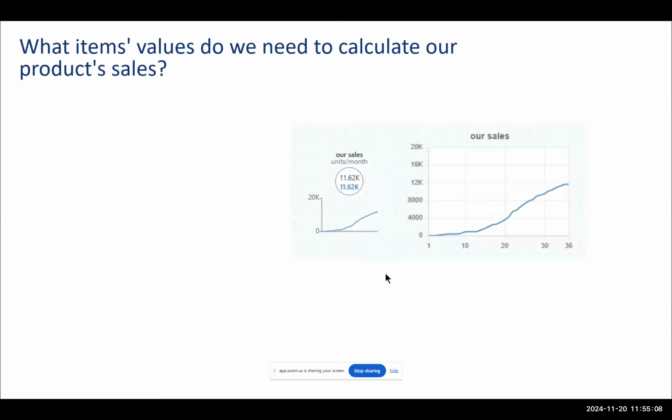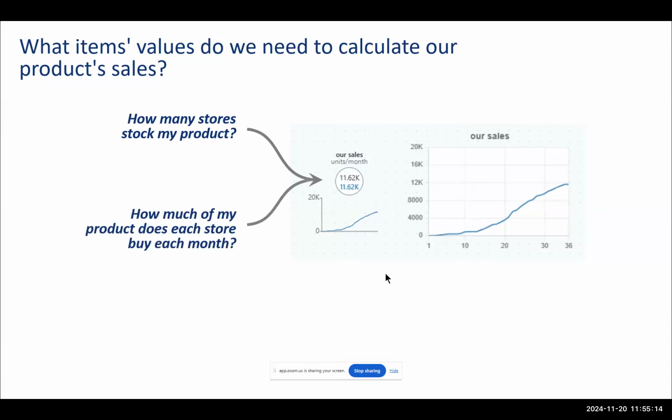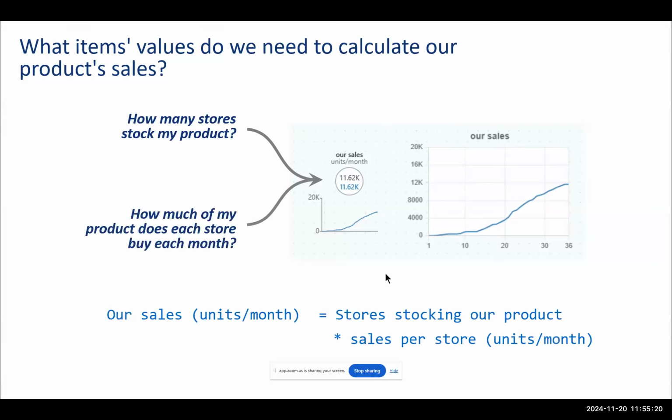So what items' values do we need to calculate our product sales? Well, how many stores are stocking my product? How much of each of my product does each store buy each month? So our sales in units per month is how many stores have we got multiplied by how many sales per store.